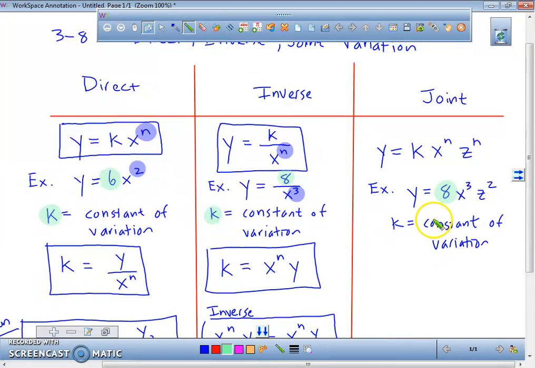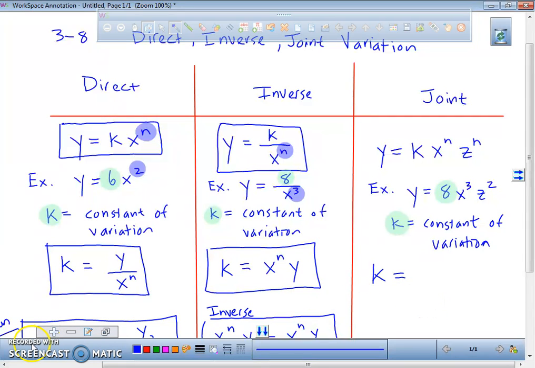So in all of these problems, everybody, you're going to have a constant of variation that you could be asked to solve for. Okay? So what is your k value going to equal this time? Your k value will always equal whatever your y value is divided by x to the power of n and z to the power of n.